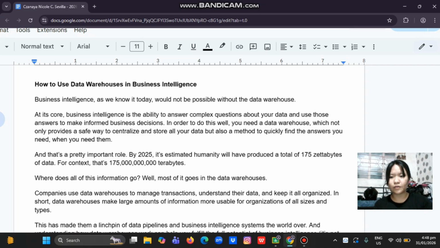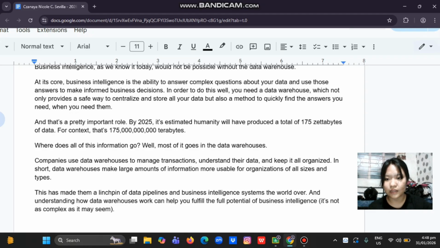How to use data warehouses in business intelligence. Business intelligence, as we know it today, would not be possible without the data warehouse. At its core, business intelligence is the ability to answer complex questions about your data and use those answers to make informed business decisions. In order to do this well, you need a data warehouse, which not only provides a safe way to centralize and store all your data, but also a method to quickly find the answers you need when you need them.